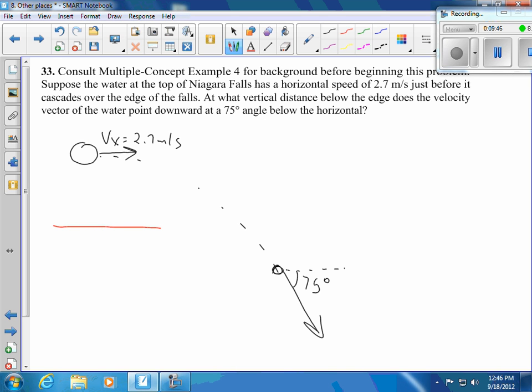It's going to be directed at an angle that is 75 degrees below the horizontal. Doesn't look like they've given you very much. But do remember that in an XY chart for a horizontally fired projectile, Vx stays constant, that's important, and here you know V naught Y and G.